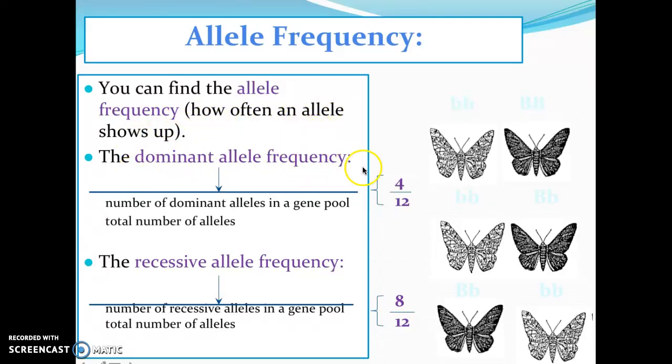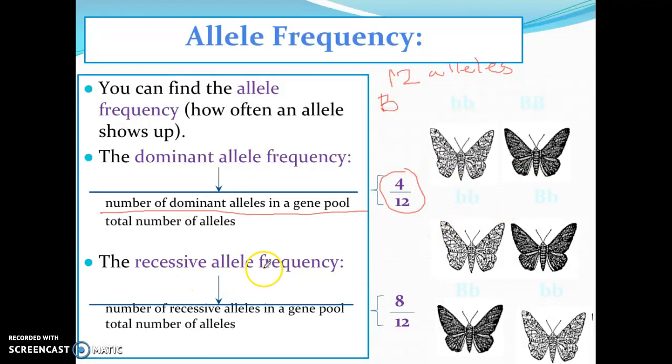Now, the dominant allele frequency will be given by the number of dominant alleles in the gene pool over, and I have to put this right here, over the total number of alleles. So for example, here you have little b, big B, big B, little b, big B, little b, and little b, little b. So the total number of alleles, or the gene pool that we have here, is composed of 1, 2, 3, 4, 5, 6, 7, 8, 9, 10, 11, 12 total alleles. So that is our gene pool. Now, how many of them are big B? That will be the frequency for our dominant allele. So we have 1, 2, 3, and 4 out of 12 total that are going to be dominant.